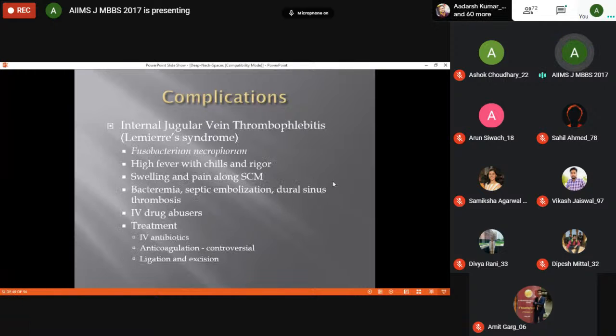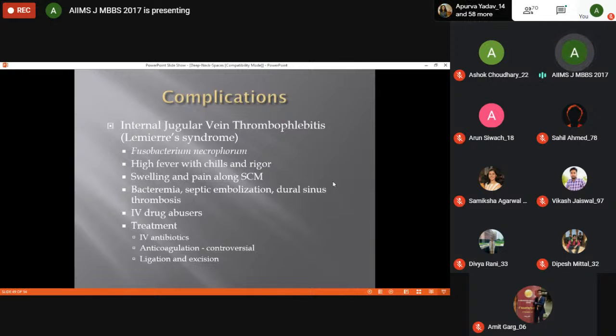There is one more term called Lemierre syndrome. The patient may present with this, and this is a complication which is usually not detected in time because of less exposure or inexperience, or you see what your mind knows. You may not anticipate this complication. What happens is, this is basically an internal jugular vein thrombophlebitis, known as Lemierre syndrome, caused by Fusobacterium necrophorum.